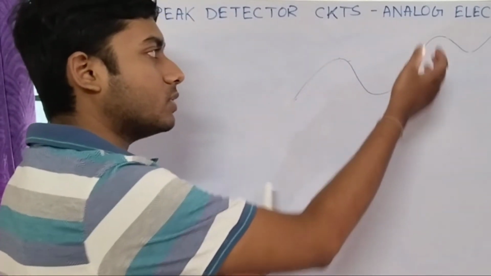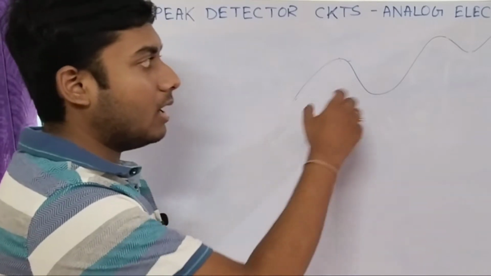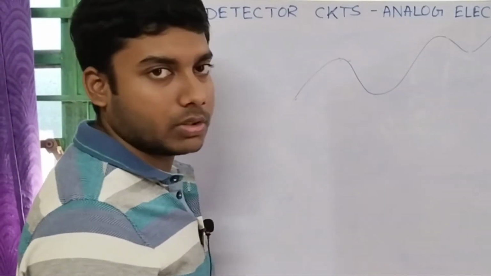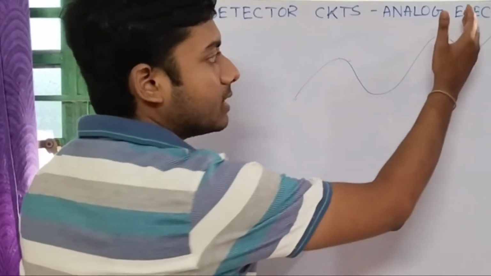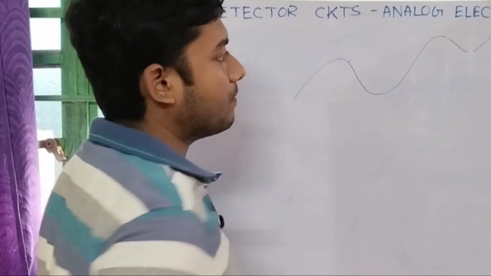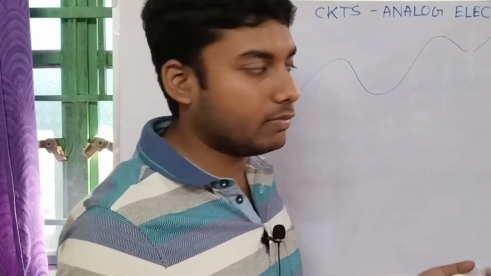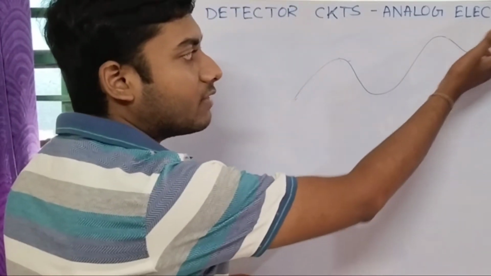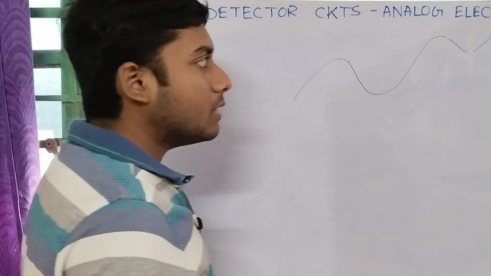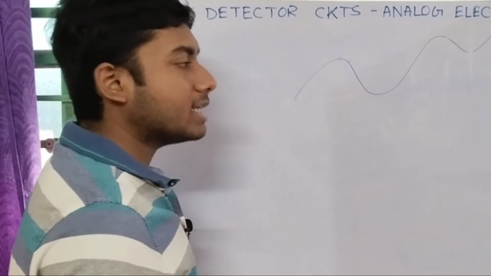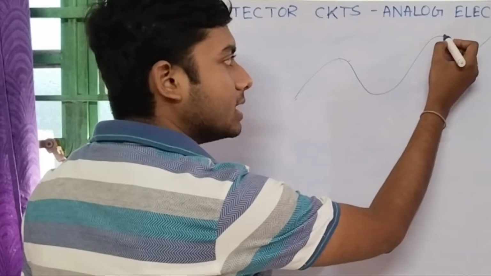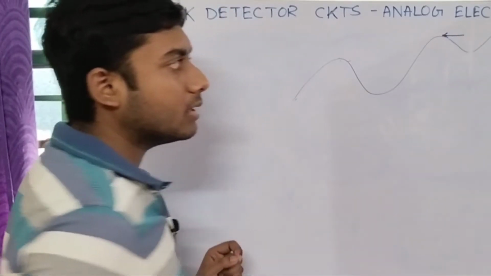Suppose this is the given input signal, V input, varying. After this point, suppose the circuit is cut off or turned off, then there will be no V input after this. Then you have to find the last peak. You can see that this is the peak, right?